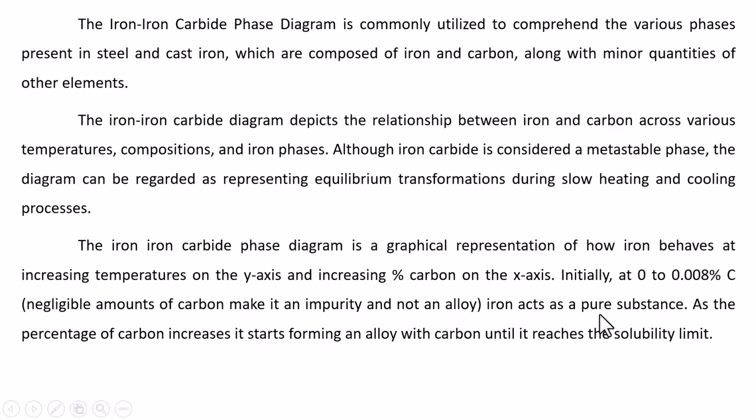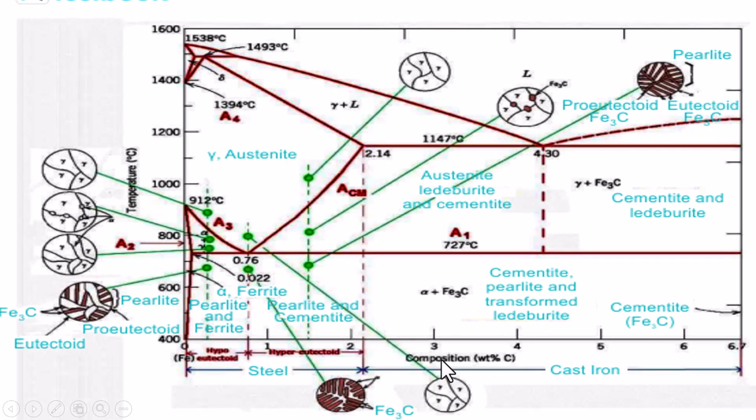So that means, as per the solubility limit, it is forming different phases based upon the solubility limits for a particular temperature and percentage of carbon. This is the iron carbon equilibrium diagram. You can see this is the temperature range on the y-axis, and this is the composition.